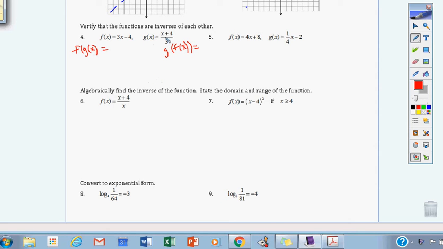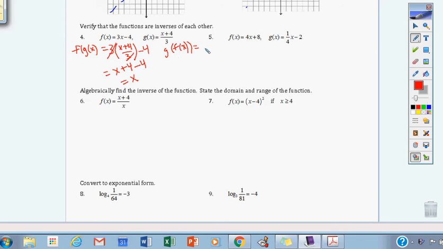Take g here and put it in for this one. So we got 3 times, instead of x, we're going to say x plus 4 over 3. That's 3x and then minus 4. Well, don't distribute through. We're just going to cancel the 3. So this becomes x plus 4 minus 4, which is equivalent to x.